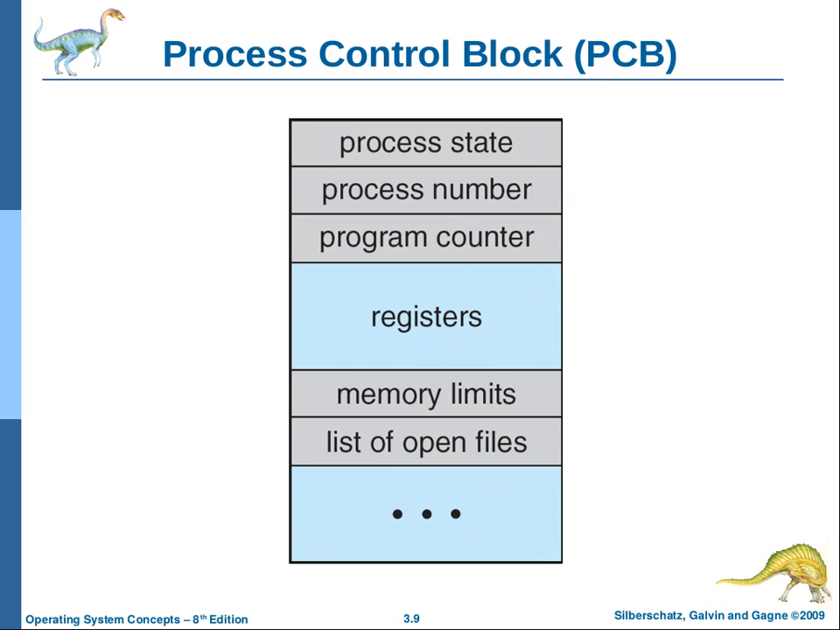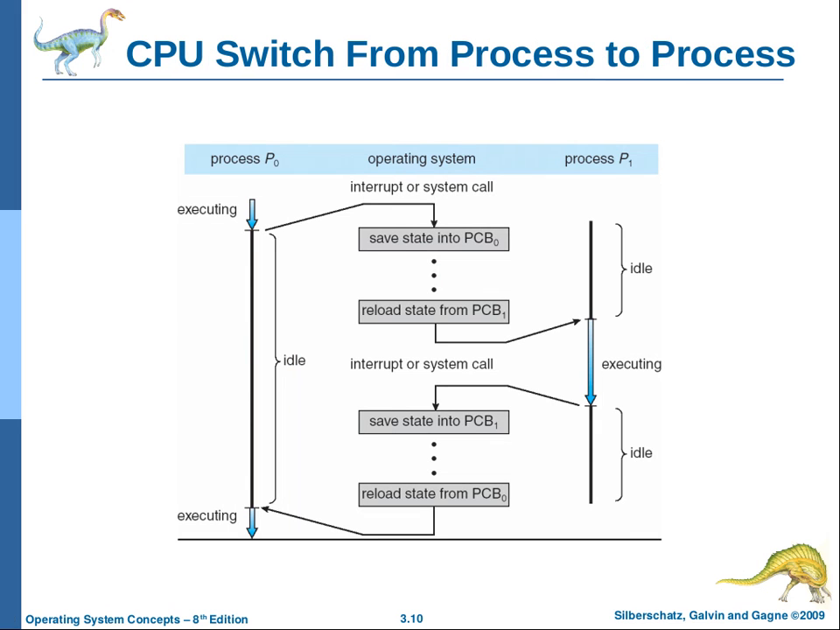Oh, here's a common way of doing it. Process state, process number, PID, program counter, all the registers, maybe some memory limits, list of open files, and further information as well. That's the control block. Where the program is currently residing in memory, any data, or maybe where the heap is for it as well.